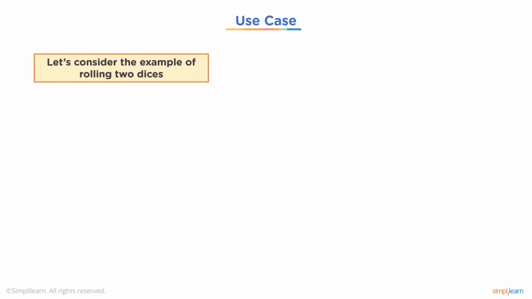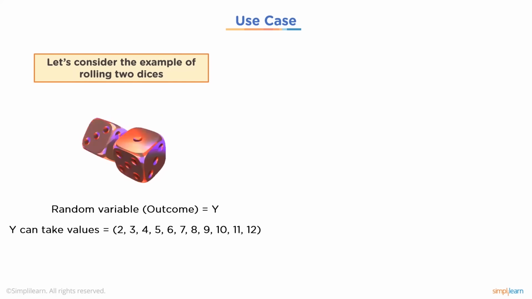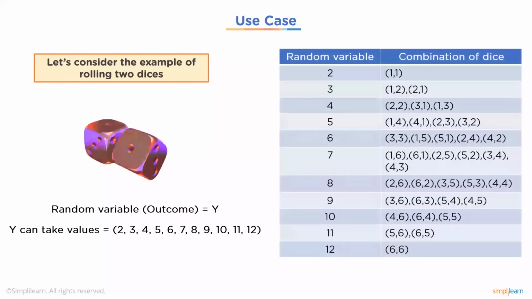So in a use case, let's consider the example of rolling 2 dice. We have a random variable, outcome equals y. It can take values 2, 3, 4, 5, 6, 7, 8, 9, 10, 11, 12. So we have a random variable and a combination of dice. And instead of looking at how many times both dice will roll 5, let's look at a total sum of 5. As far as your random variables, you can have 1, 4 equals 5, 4, 1, 2, 3, 3, 2.